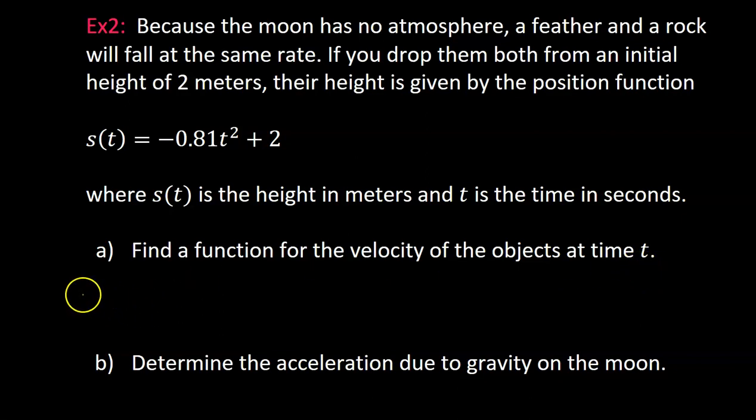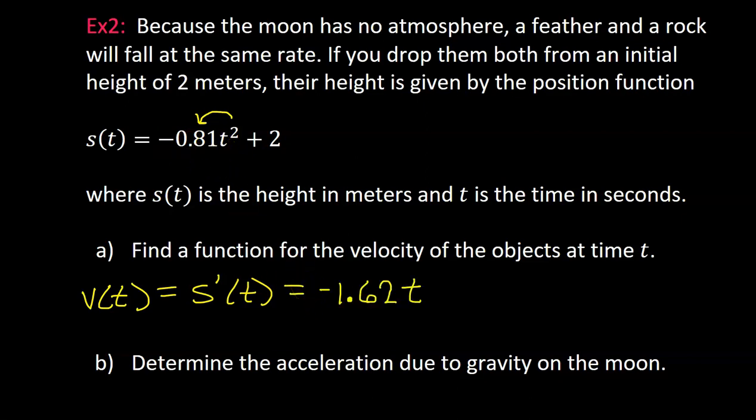Well, if you want to find a velocity function, the velocity function is going to be the derivative of the position function. So if we take the derivative of this, we're going to have to take the 2 and multiply it by negative 0.81, and that's what's going to go in the front. That turns out to be negative 1.62. When we reduce the power by 1, it'll just be t. The derivative of a constant is 0, so we write nothing. So that's it. The velocity function is negative 1.62 t.